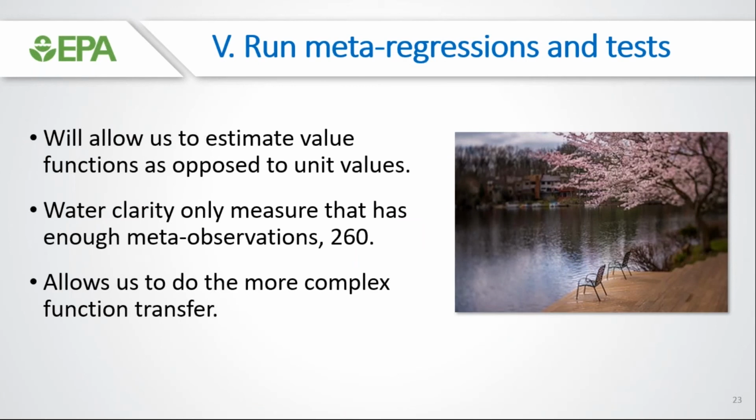So step 5 is to run the meta-regression. And in the case of water clarity, we have enough meta-observations and studies to do a more complex function transfer, which is useful for benefit transfer. Again, we have the 260 observations for water clarity. Next slide.